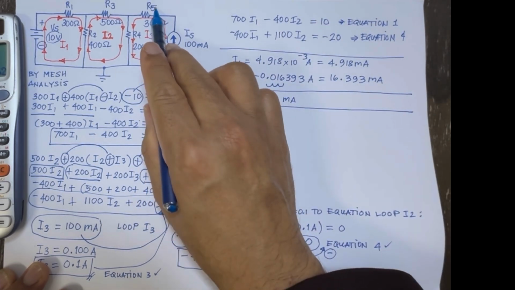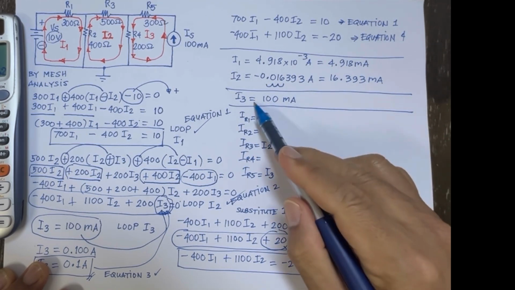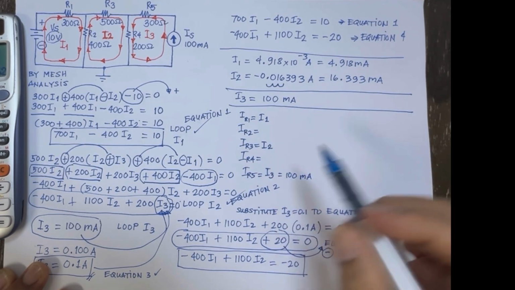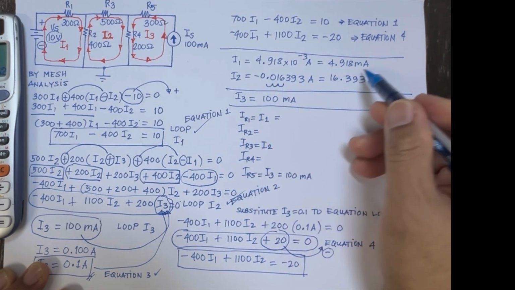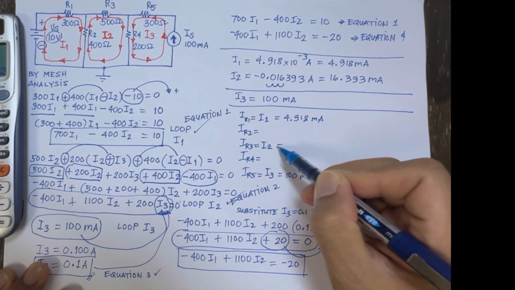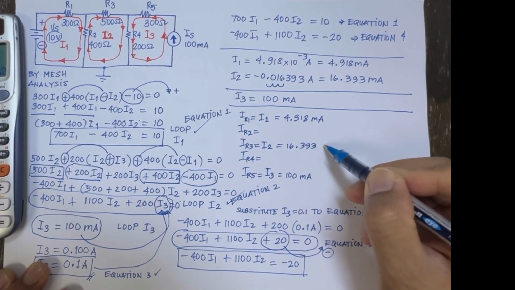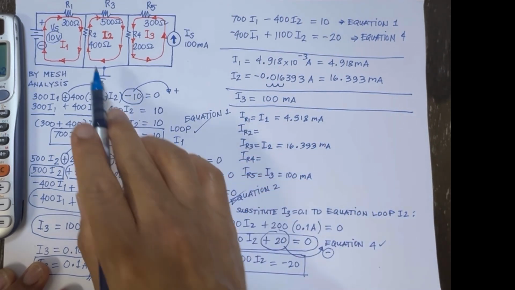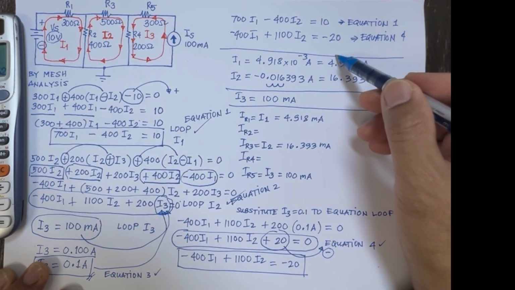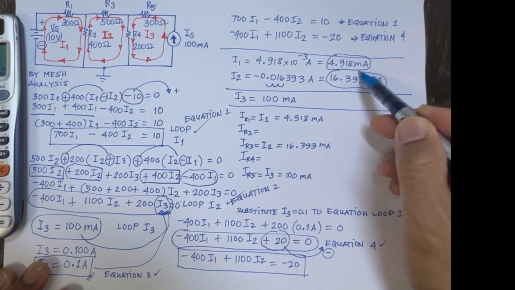As you can see here, IR1 equals I1, IR3 equals I2, and IR5 equals I3, obviously. And we get the value of IR1 as 4.918, IR3 becomes 16.393, and IR5 will be equal to I3, that will be 100 milliamperes. Now IR2 is the difference between I1 and I2, but we will be getting the bigger number here.